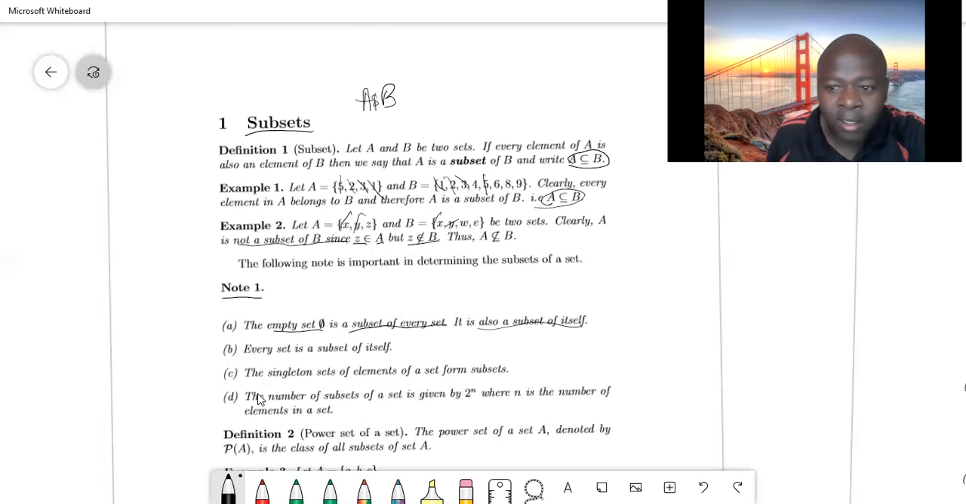The other subsets that you should be listing, if you are asked to list the subsets, is the set itself. Every set is a subset of itself. So if you're given set A, A is a subset of itself. And the other subsets will be the singleton sets. The singleton sets of the elements of the set are subsets of that set.